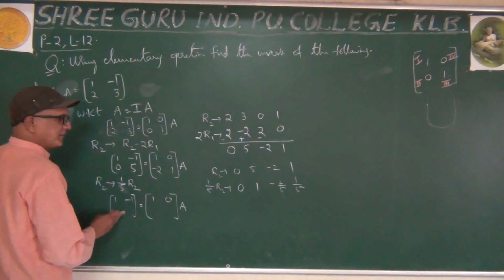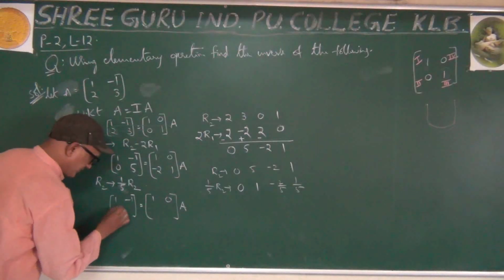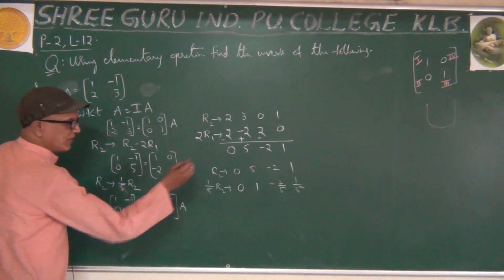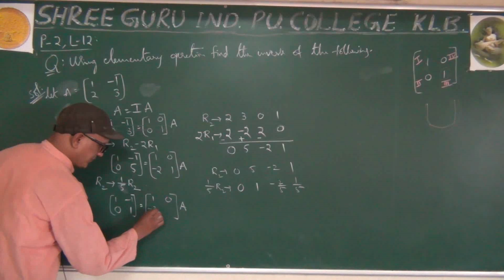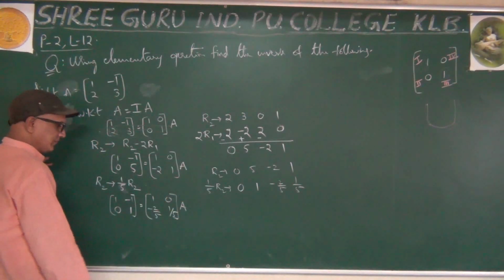Right, it is here. R2 we have changed like this: 0, 1, minus 2 by 5, 1 by 5. Okay, now?